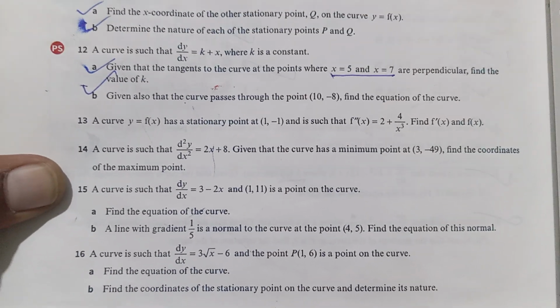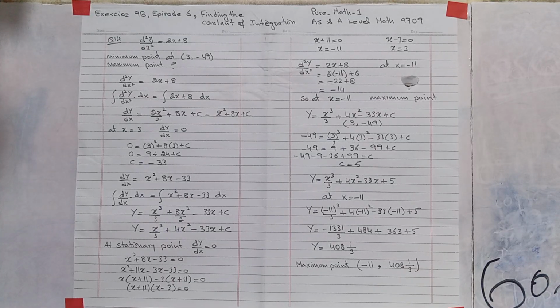Okay. Second derivative is given, so we can integrate it and find the first derivative, and from there I can find the equation of the curve, and then I can make the derivative equal to 0 to find the two stationary points. One stationary point is already given, and when we find the second one, then we can decide whether that's a maximum point or not.